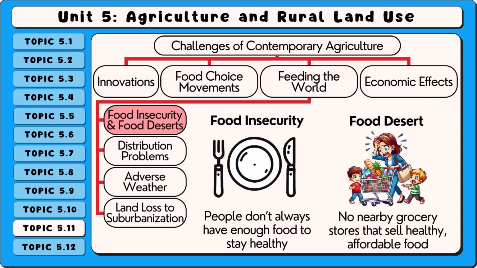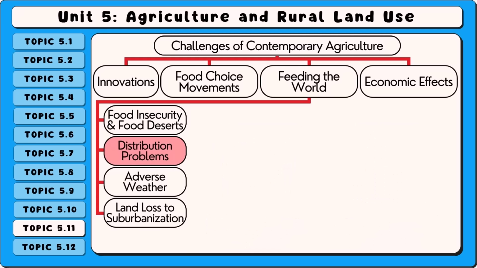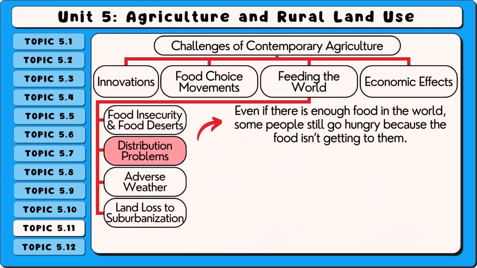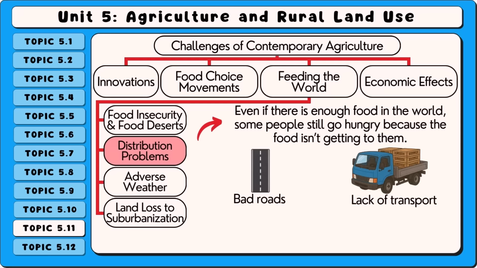A food desert is a place where there are no nearby grocery stores that sell healthy, affordable food. These problems can happen in poor countries, but also in low-income areas of wealthy countries. Next are distribution problems. Even if there is enough food in the world, some people still go hungry because the food isn't getting to them. There might be bad roads, lack of transportation, or delays at borders.